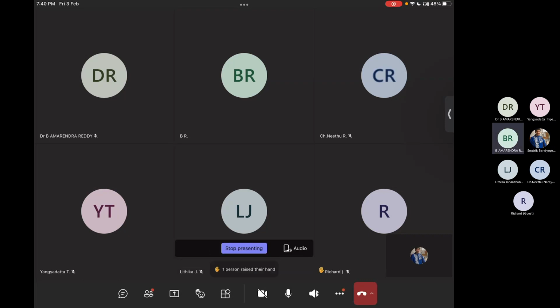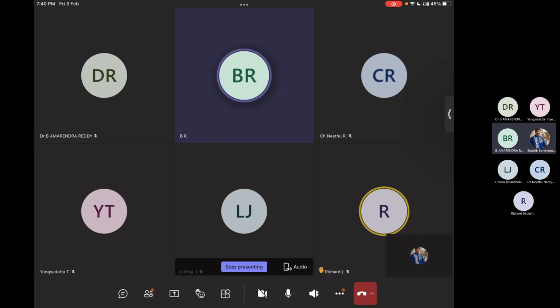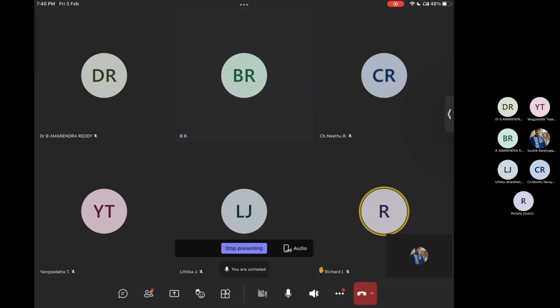Sir, can you elaborate a little bit on the definition of Barbalat's lemma? Okay, yeah, let me do that. Just give me 2 seconds, please.